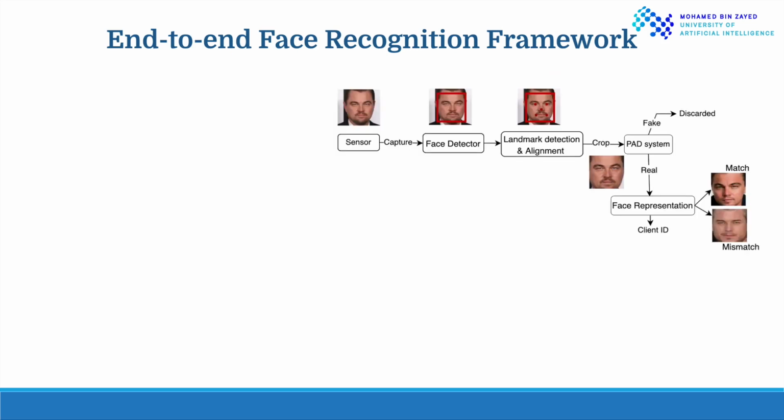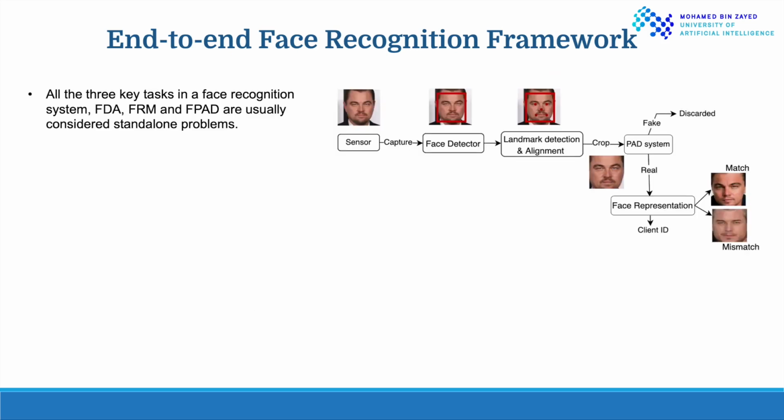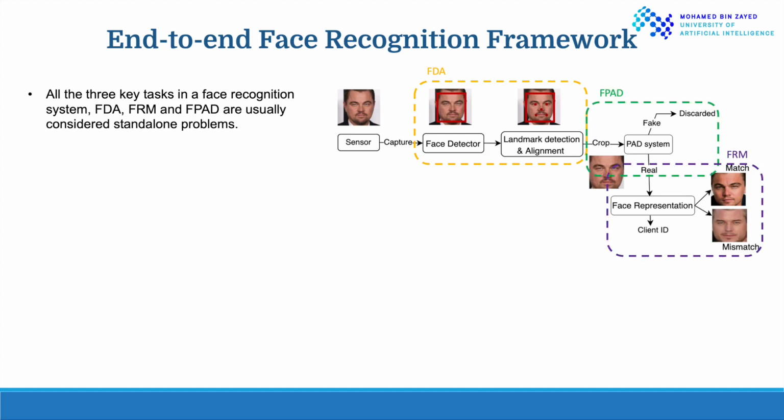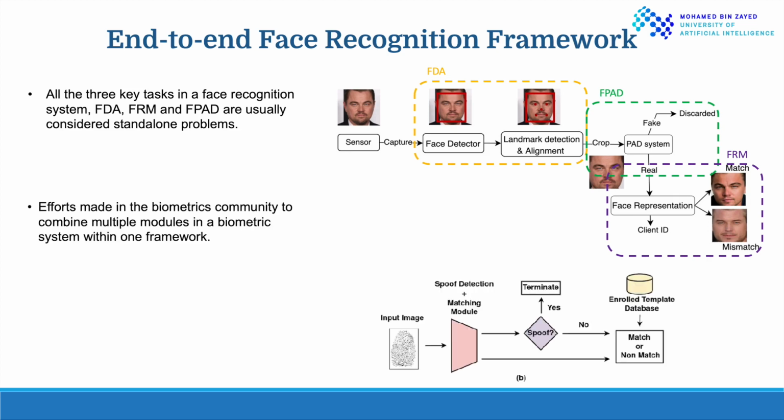The motivation of our work: as we have seen, all of the three key tasks in a face recognition system, face detection and alignment, face representation and matching, and face presentation attack detection, are usually considered as standalone problems. Despite the recent advancements, the problem of designing a deep learning model that can jointly perform matching and presentation attack detection has been lightly addressed in the biometric literature, and only few efforts were made to combine multiple modules in a biometric system within one framework.